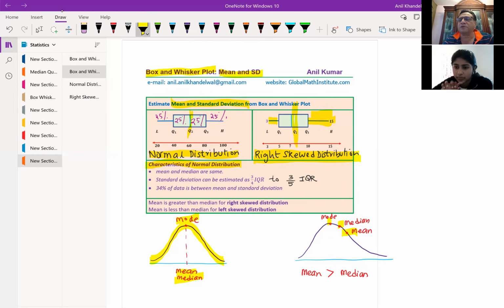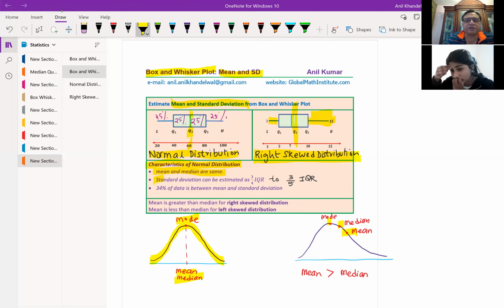So let's look into the normal distribution, understand the basics, and then from there we can form some boundary conditions. And these boundary conditions can help us solve multiple choice questions and also provide an estimate for mean and standard deviation when the data is skewed either on the right side or on the left side. Perfect. So in case of a normal distribution, we saw that mean and median have the same value. And since in the given example here, Q2 is at 60, mean will also be at 60.